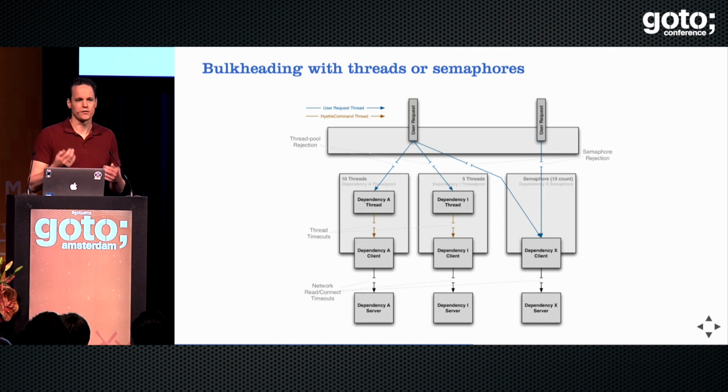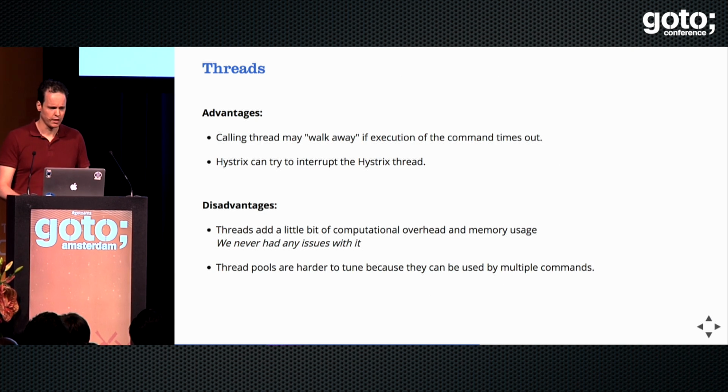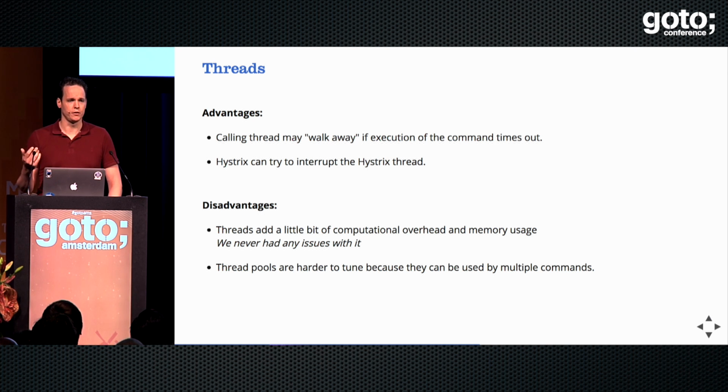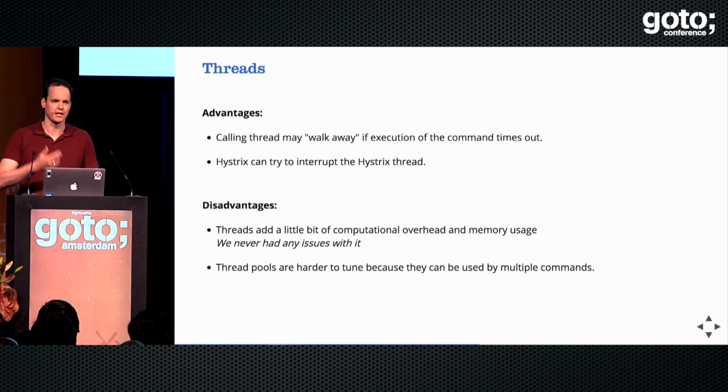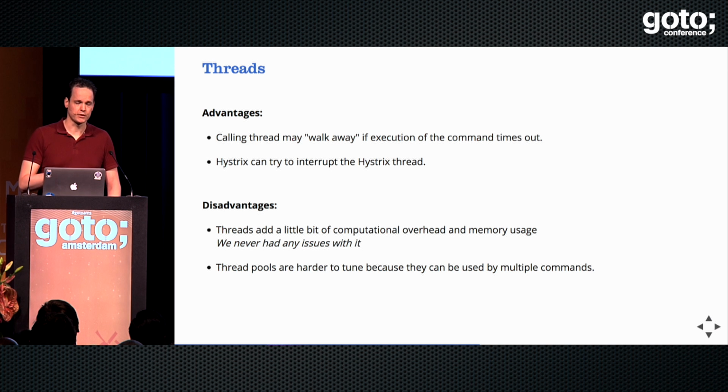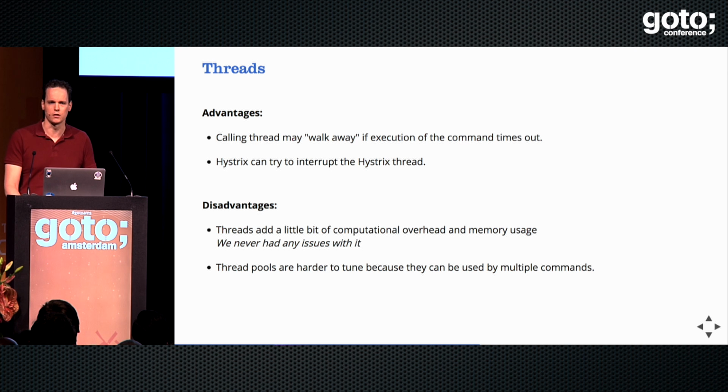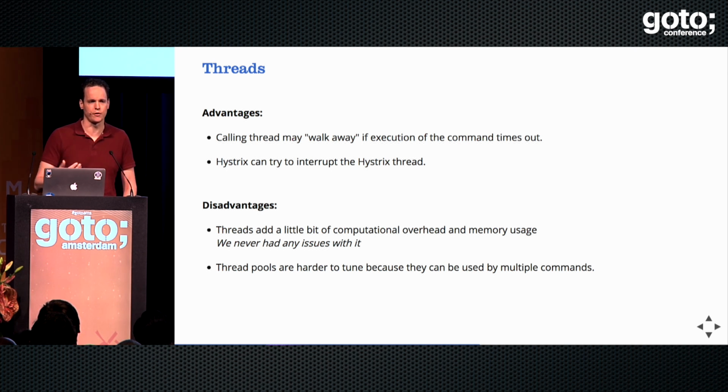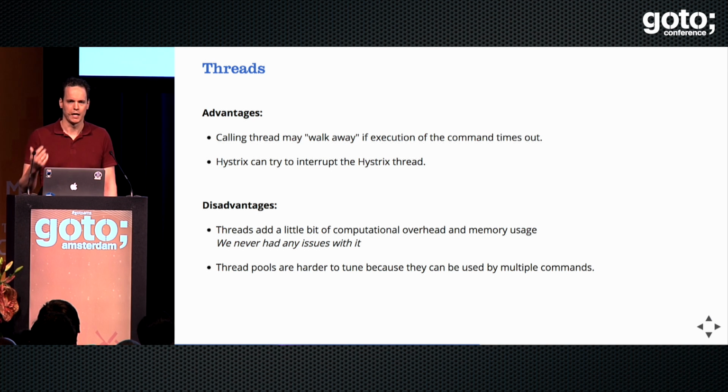So I talked about that you have semaphores or thread pools. With thread pools, I want to talk about the difference. You can have both with Hystrix, and per command you can choose. If you choose threads, it has a couple of advantages versus semaphores. When you use threads, the calling thread can always walk away. If the timeout happens, it can simply continue with its other work and no problem. And Hystrix can also try to interrupt its own thread that is just doing the call to that client, in the hope that the client will quit doing its thing. The disadvantage, however, is that every thread adds a little bit of computational overhead and memory usage.